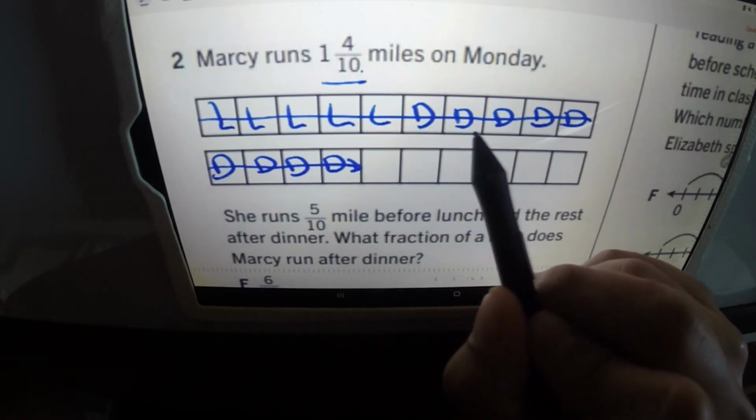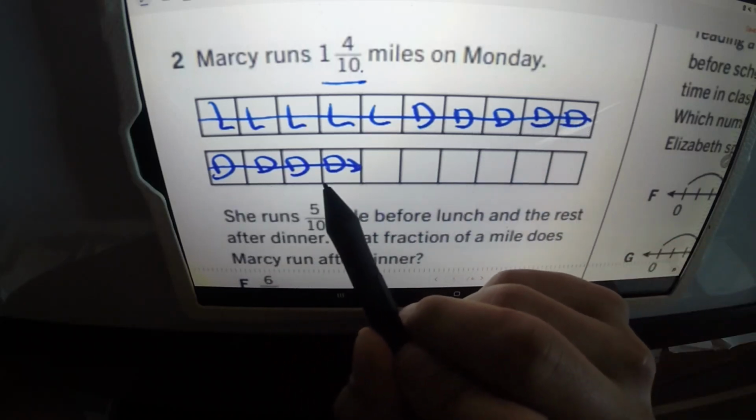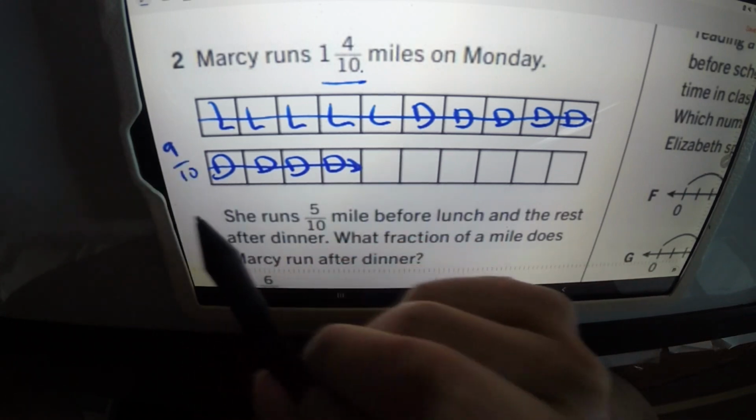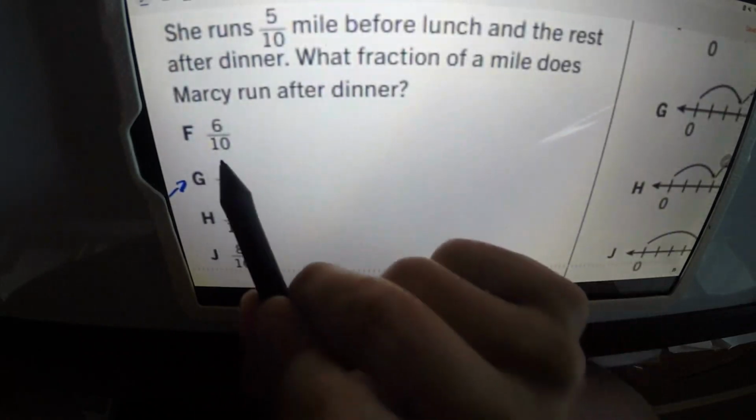How many of those are there? 1, 2, 3, 4, 5, 6, 7, 8, 9. Each of these represents 1/10, so there's 9. So there's 9 over 10, so that's the answer we got right there. G, easy. Okay.